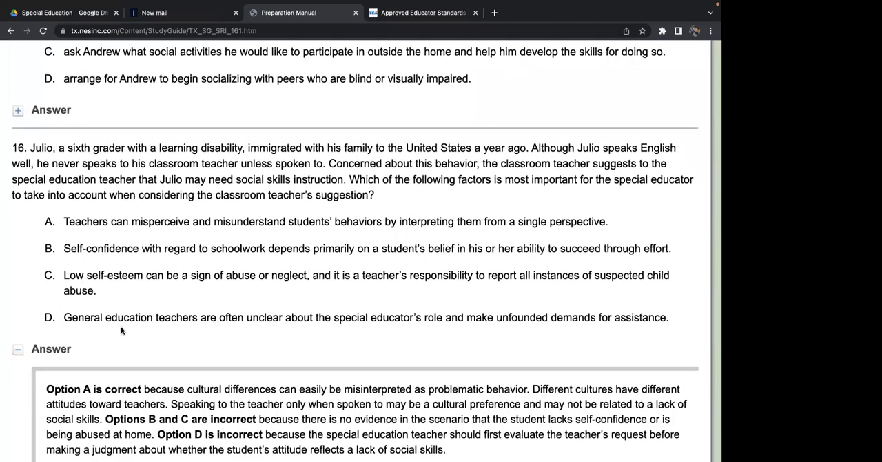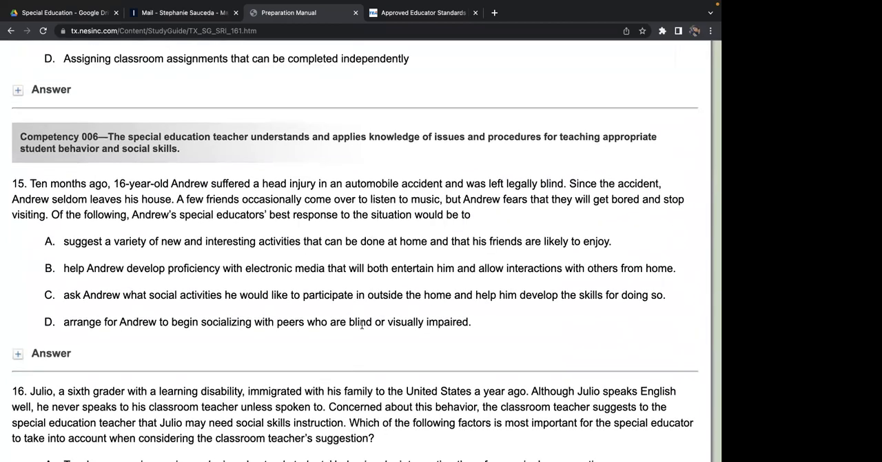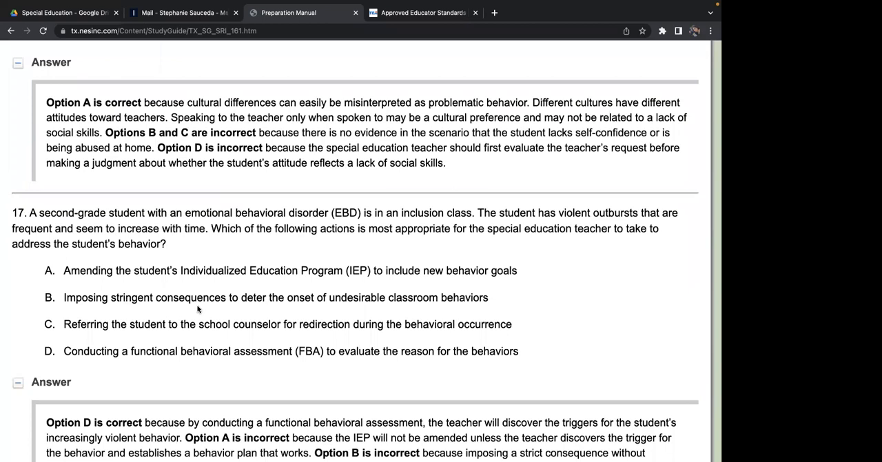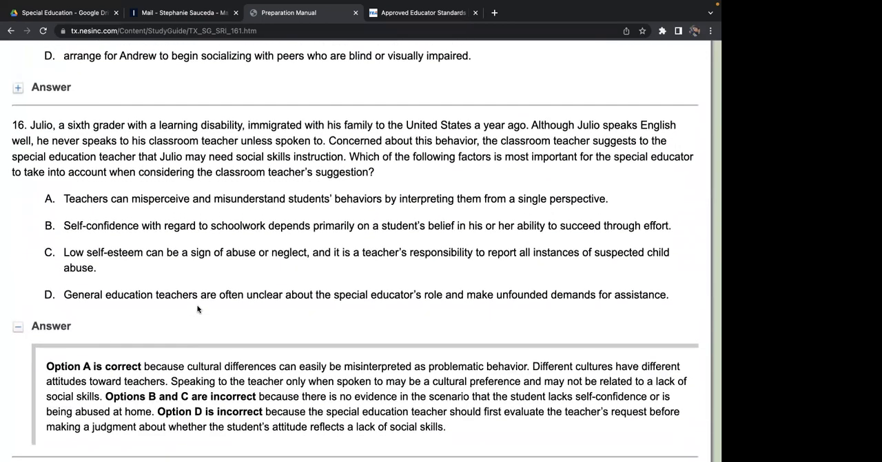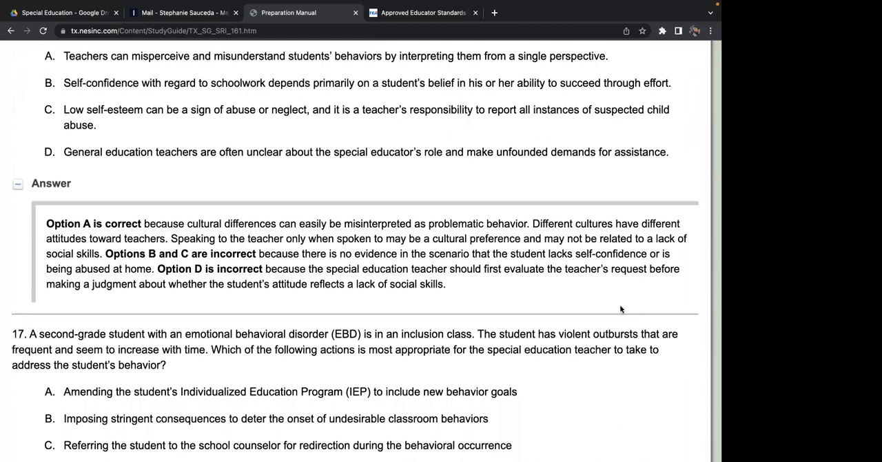And then D is never going to be an answer, and an answer like B, imposing stringent consequences. Because this is a theoretical exam, it's not going to be overtly negative. Like D says, general education teachers are often unclear about the special educator's role and make unfounded, another word is unnecessary or dumb, demands for assistance. So that's never going to be the right answer. Because it's overtly negative, and the one about being strict is overtly negative and completely wrong, because we don't punish our students when their behavior or misbehavior is a manifestation of their disability.